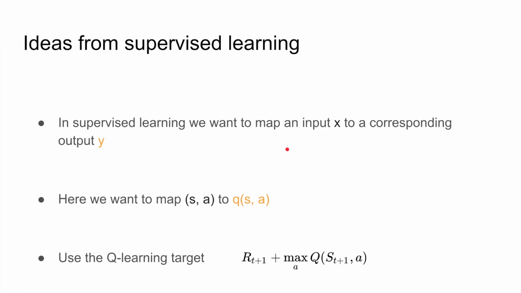Now our learning problem has reduced to estimating the parameters of this neural network such that the output of the neural network closely matches the true state action value of the particular state action pair. So we can borrow some ideas from supervised learning. As we have already seen in this course, in supervised learning, we want to map an input X to a corresponding output Y. This is similar to what we are doing here, except that here we want to map the particular state and action pair to the actual Q value for that state and action. But notice that we don't actually have this value, because this is what we are trying to estimate in the first place. This is the main problem of reinforcement learning. So what can we do here?